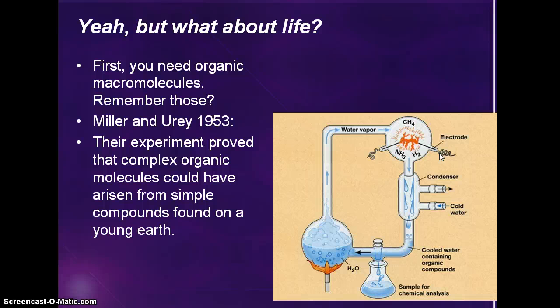And what's more, they also got uracil and they got cytosine, which are two of the things that form RNA. And that's really important because RNA is what we use to code for proteins, and that's a very important step on the way to life.